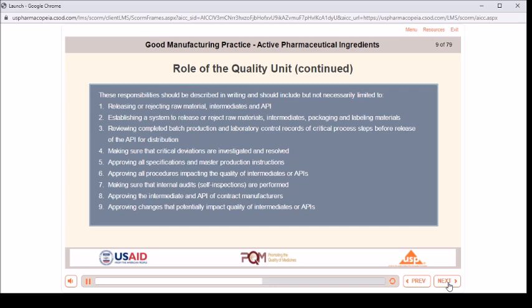5. Approving all specifications and master production instructions. 6. Approving all procedures impacting the quality of intermediates or APIs. 7. Making sure that internal audits, self-inspections, are performed. 8. Approving the intermediate and API of contract manufacturers. 9. Approving changes that potentially impact quality of intermediates or APIs.